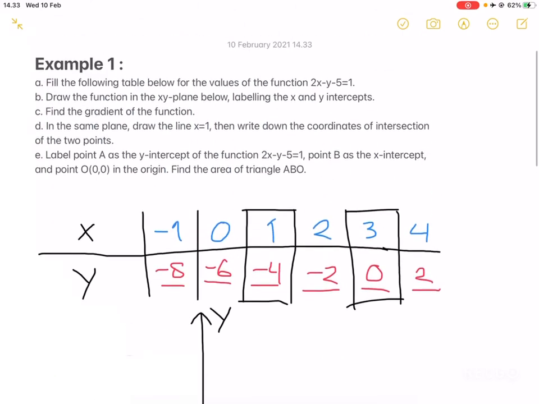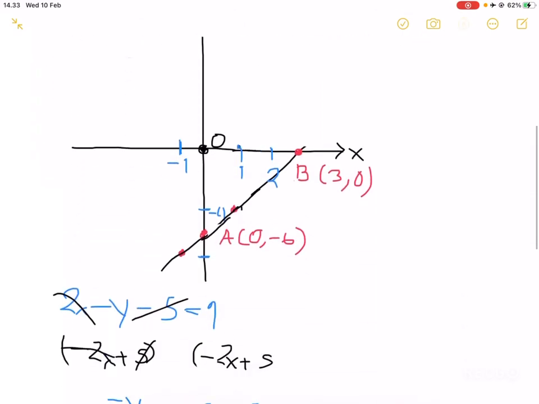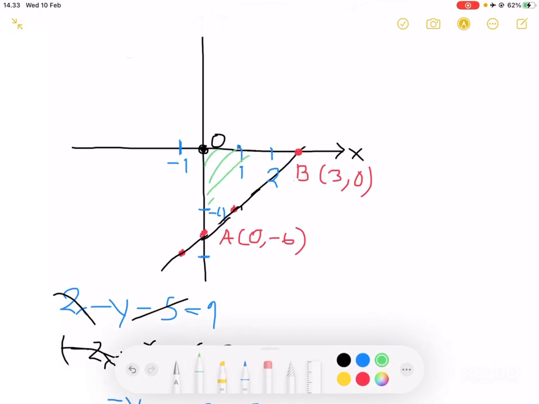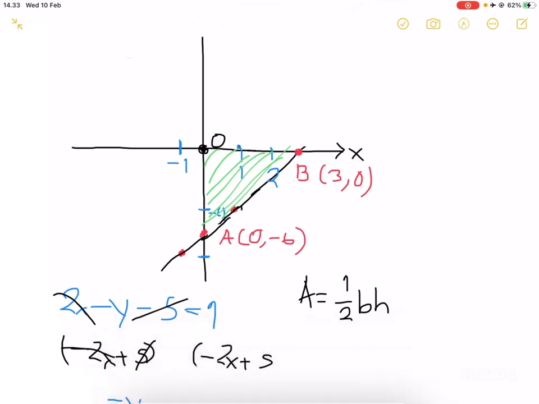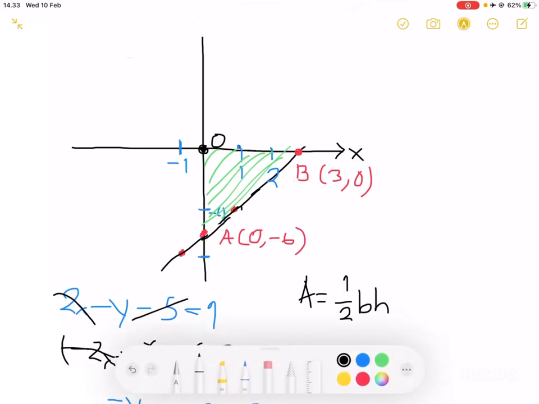And then we need to find the area of the triangle ABO. So I'll just shade the area right here. There we go. So remember our formula for the area of a triangle. Our area will be half of our base times height. So let's take our base as the distance between point O and point B. Point O has coordinates 0, 0, B has coordinates 3, 0, and the distance between point O and point B is just 3 units. It's pretty easy to see that.